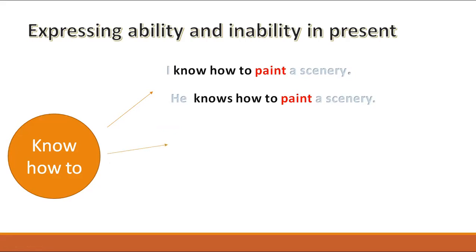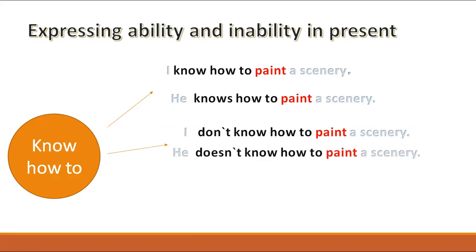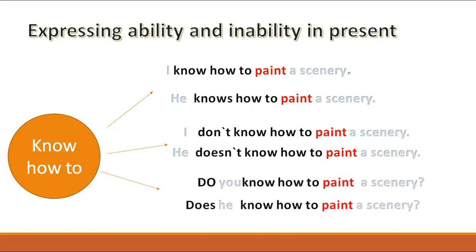نيجي للي وراه في النيجاتيف. طيب انا هعمل نيجاتيف ازاي لنو تبقى بايه؟ برافو. Don't. I don't know how to paint a scenery او he doesn't know how to paint a scenery. يبقى تاني في الافيرماتيف know how to او knows how to. في النيجاتيف فورم don't know how to or doesn't know how to. Okay? As for question form, I use do and does. Do you know how to paint a scenery? Does he know how to paint a scenery? Does she know how to cook? Okay? So another way for expressing ability, know how to.